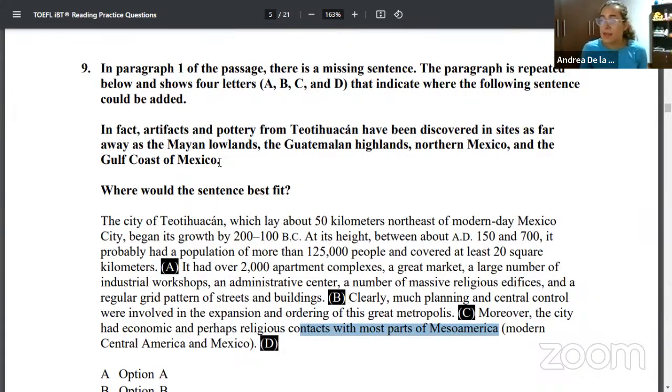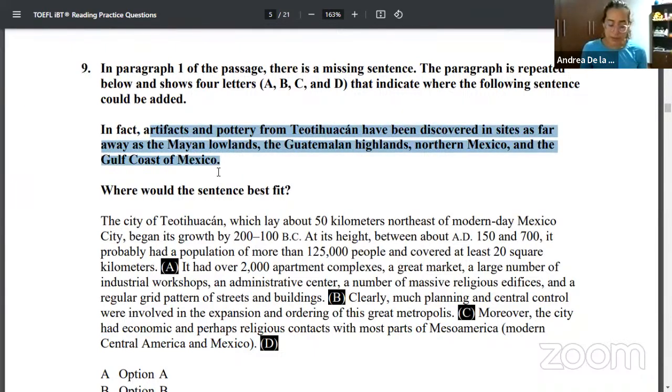Isn't that related? Because it talks about the same. It talks about how this city had contacts with other parts of Mesoamerica, which is basically what this sentence is proving. So I would totally say that this is the general idea that this sentence is trying to explain.